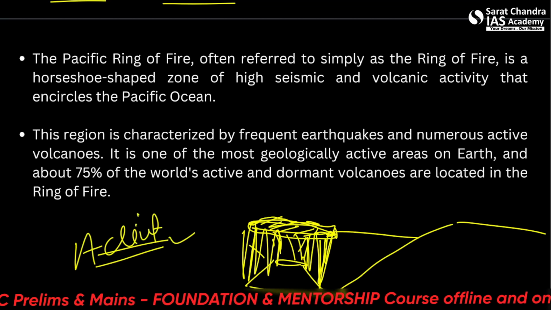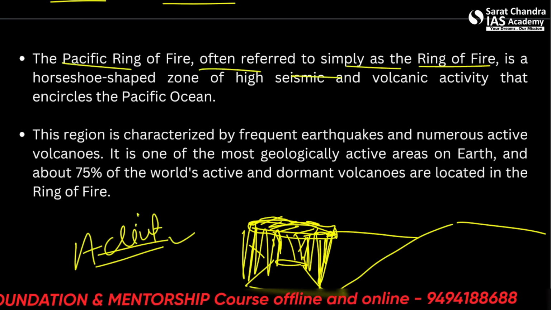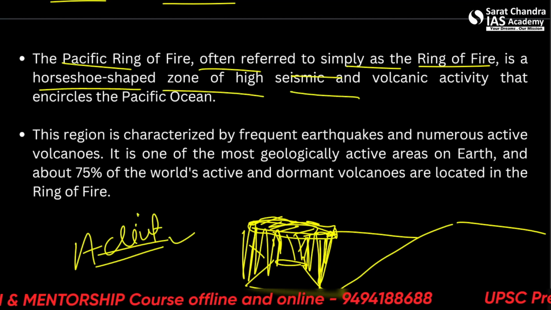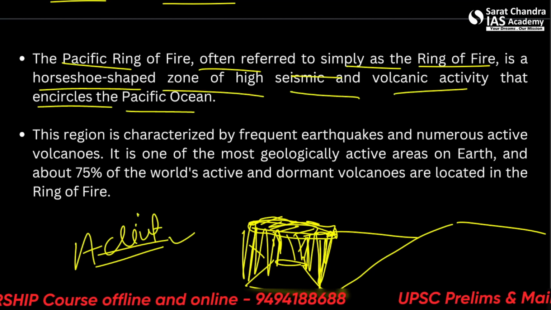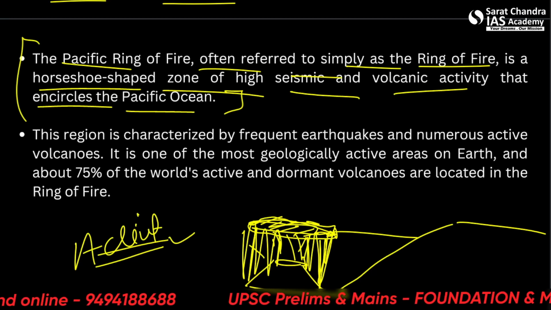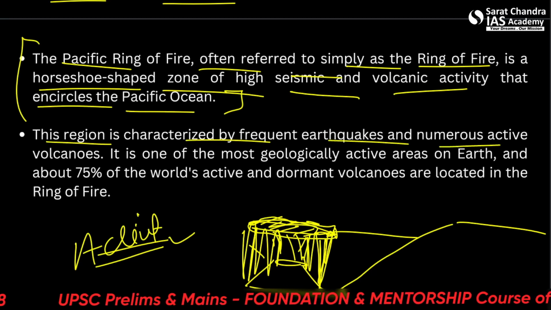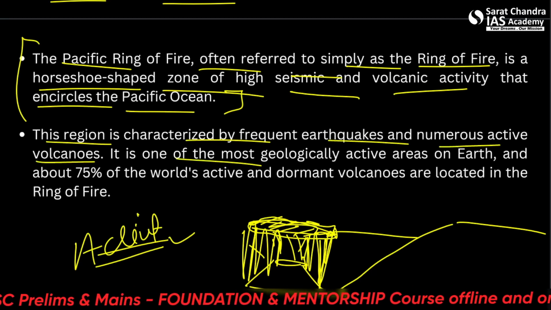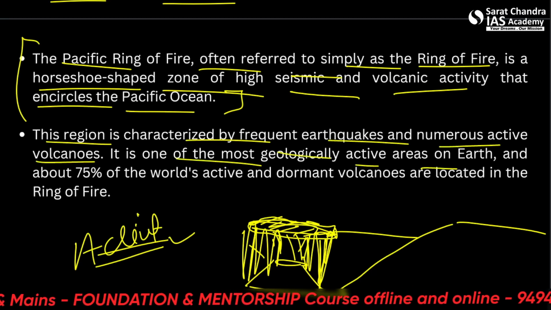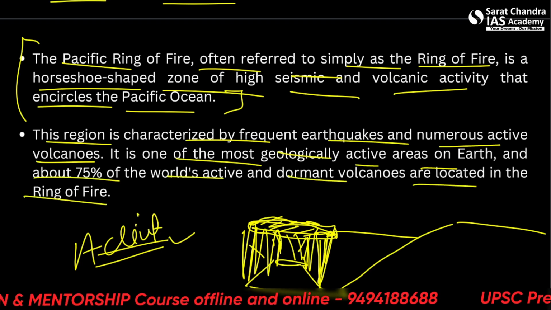The Pacific Ring of Fire, often referred to simply as the Ring of Fire, is a horseshoe-shaped zone of high seismic and volcanic activity that encircles the Pacific Ocean. Questions can come about this directly. It's a static topic, you can say. This region is characterized by frequent earthquakes and numerous active volcanoes. It is one of the most geologically active areas on Earth, and about 75% of Earth's active and dormant volcanoes are located in the Ring of Fire.